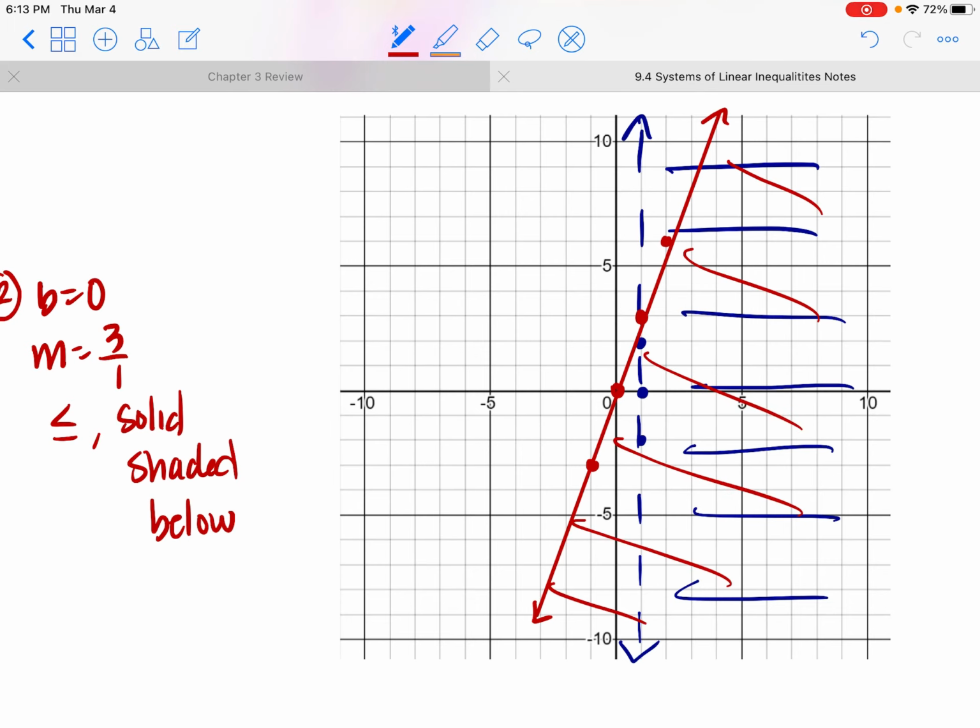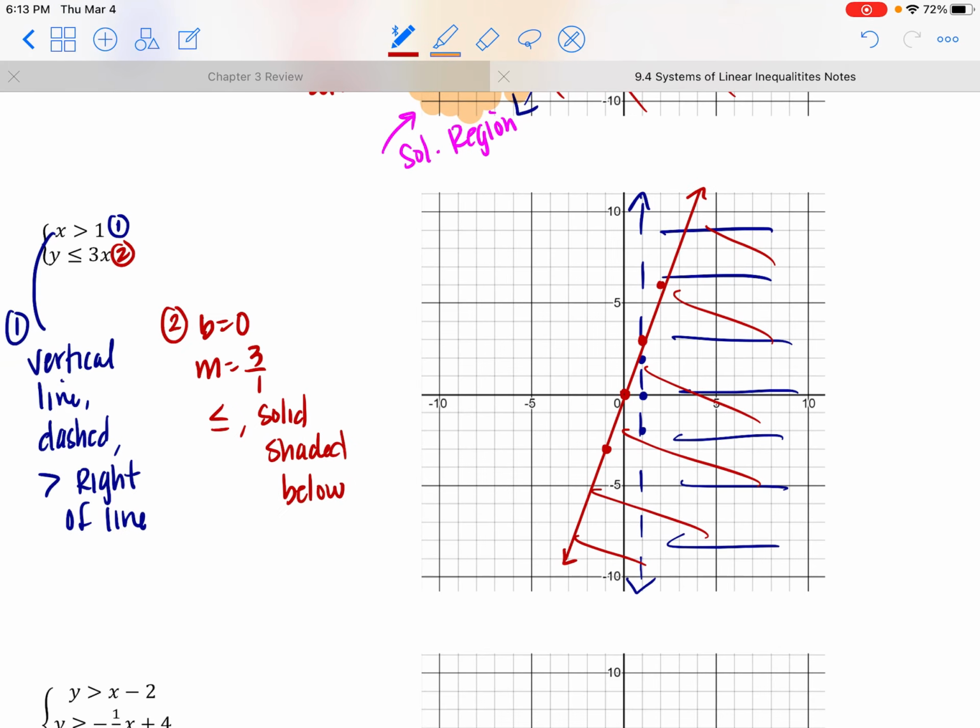And so now we want to know, where do we have a solution set to the system? Where are the points that make both true? So here, it's only blue. Here, it's only red.